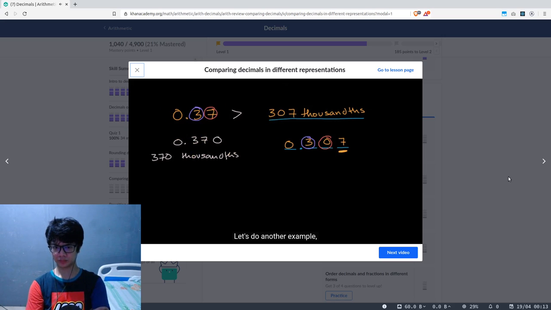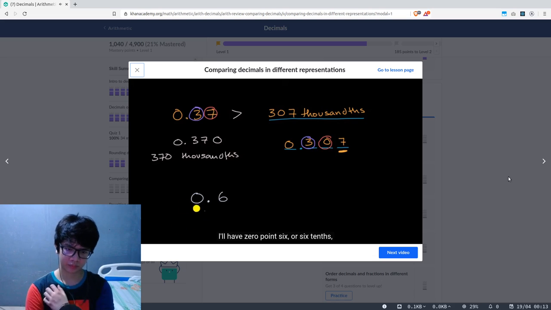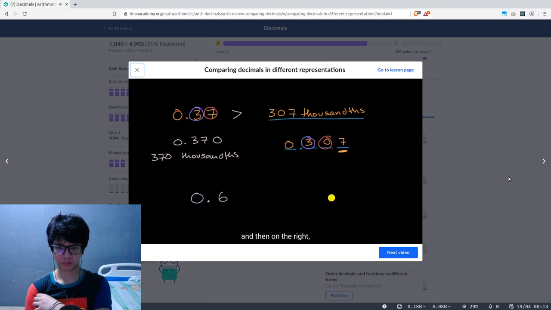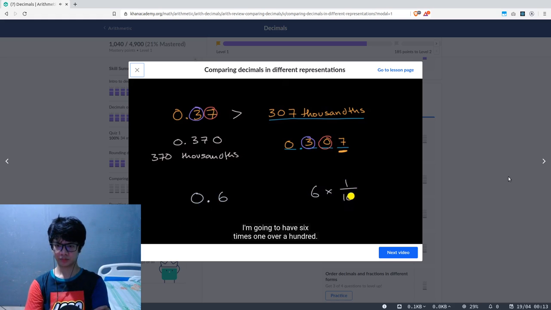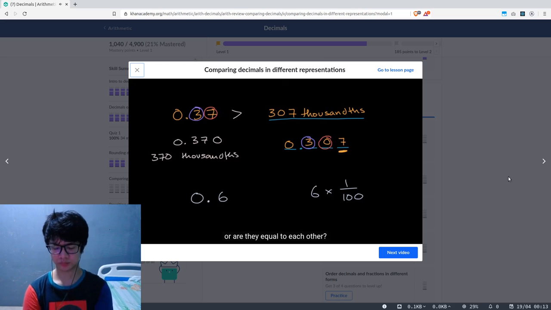Let's do another example, but I'll use different formats. So let's say on the left, I'll use decimal format. I'll have 0.6, or 6 tenths. And then on the right, I'm going to have 6 times 1 over 100. Pause this video and tell me which of these quantities, if either, are greater or are they equal to each other?